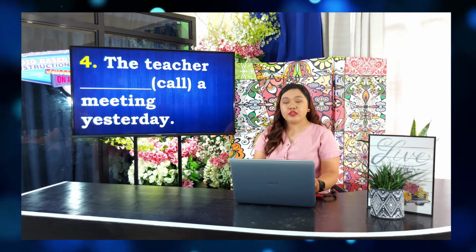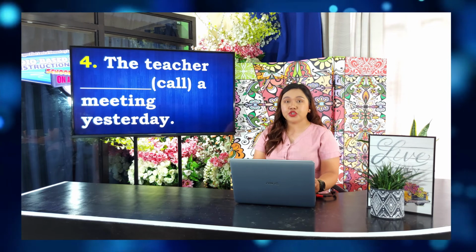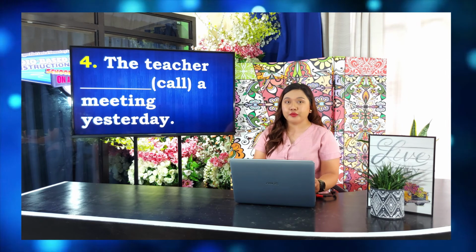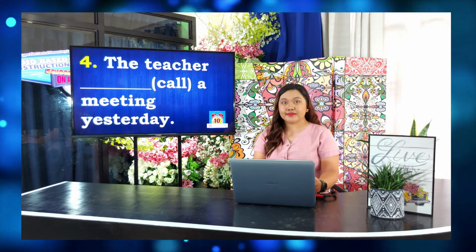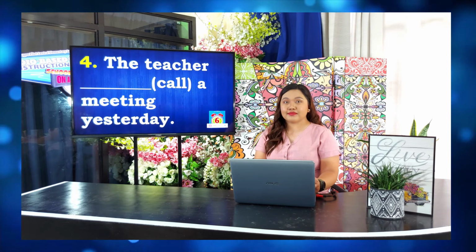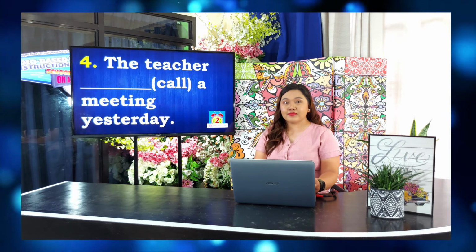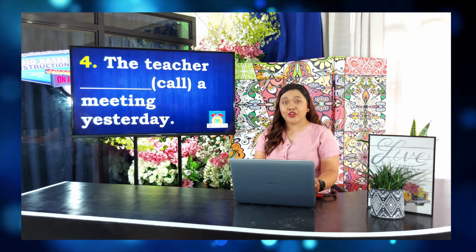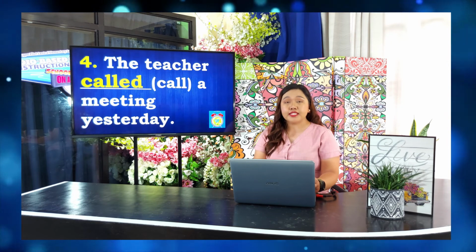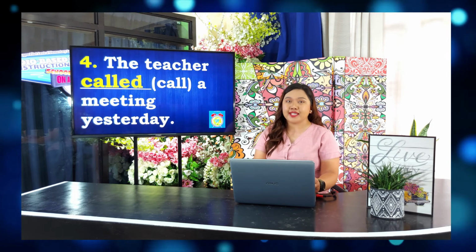Number 4. The teacher blank called a meeting yesterday. What do you think is the verb for this sentence? You're correct. The answer is called. The teacher called a meeting yesterday because the action happened in the past time.